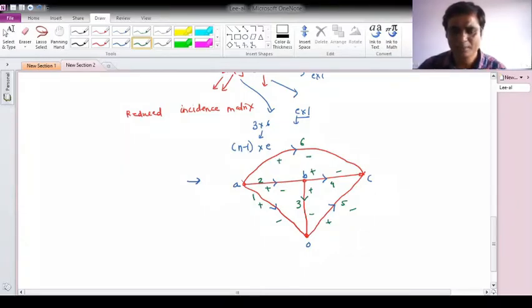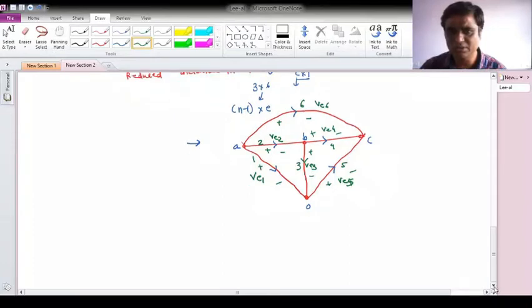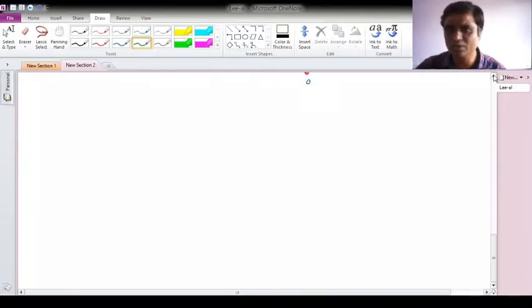okay. Now let me name it. So this is element voltage VE1, this is VE2, this is VE3, this is VE4 element voltage, this is element voltage VE5, this is VE6, okay. Now these are our conventions. Now let me express the element voltages in terms of node voltages, okay.